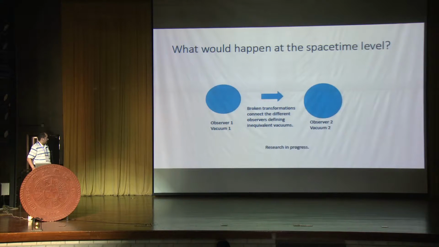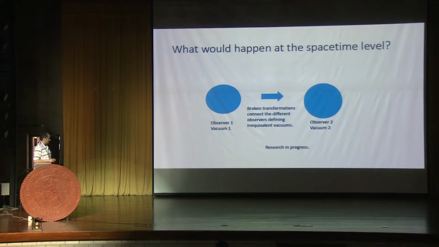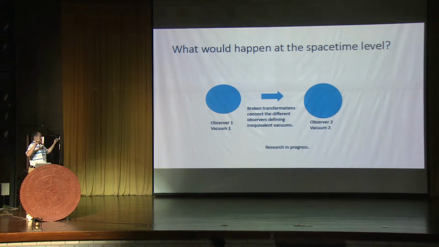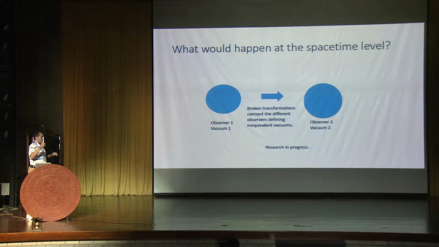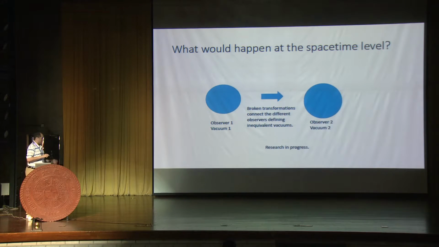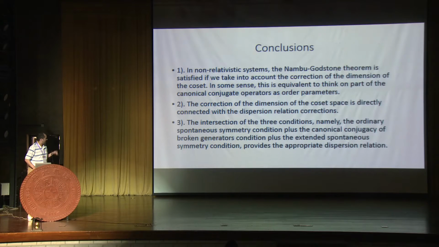Finally, at the space-time level, it's in development, but I can say that the way I am analyzing it is how different observers define the vacuum at different positions in space-time. Two observers defining equivalent vacuums can be connected directly through a symmetry. But two observers defining inequivalent vacuums are connected through broken generators. Basically, there are many formulations of gravity which suggest that this should be correct. Still, I have time, so I can reach the conclusions.